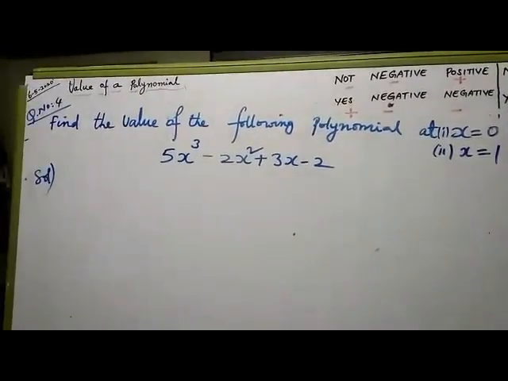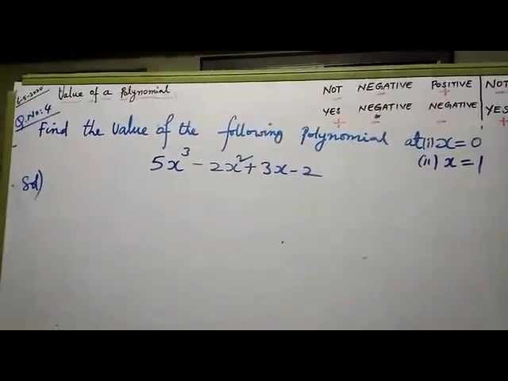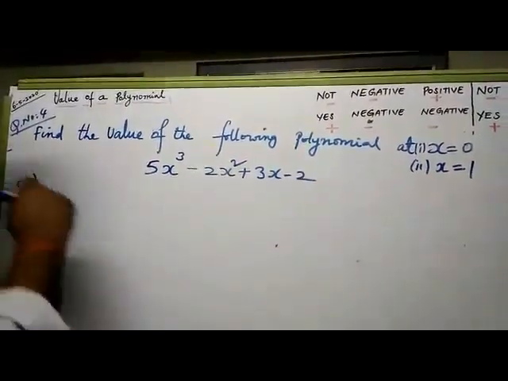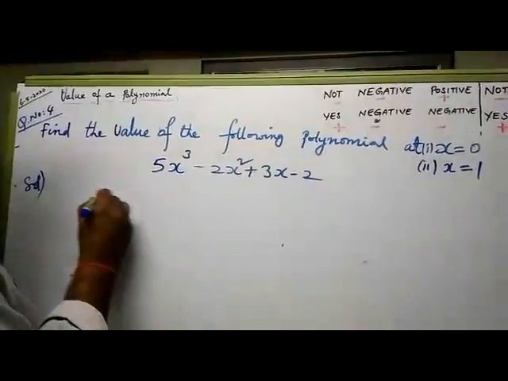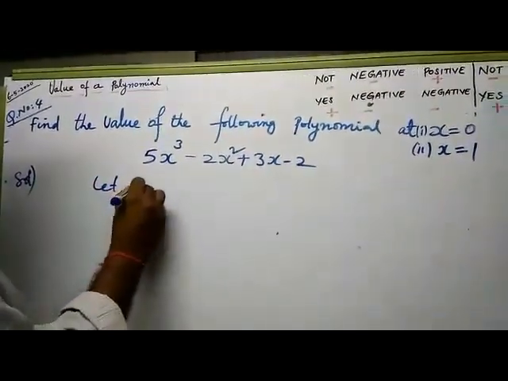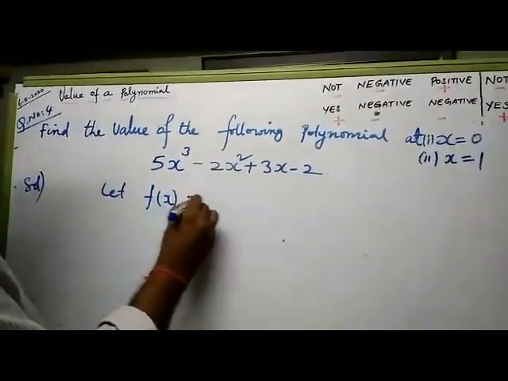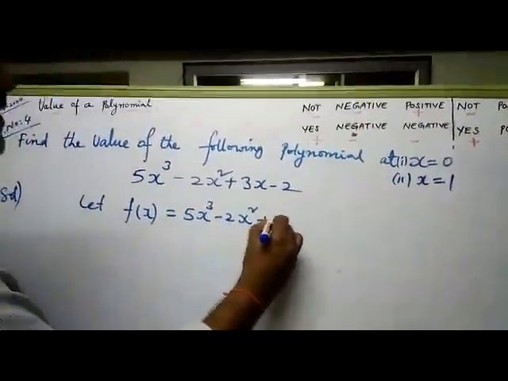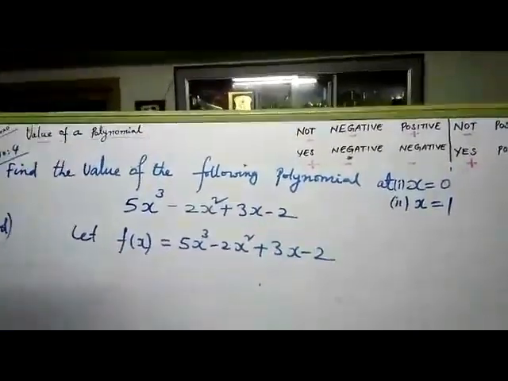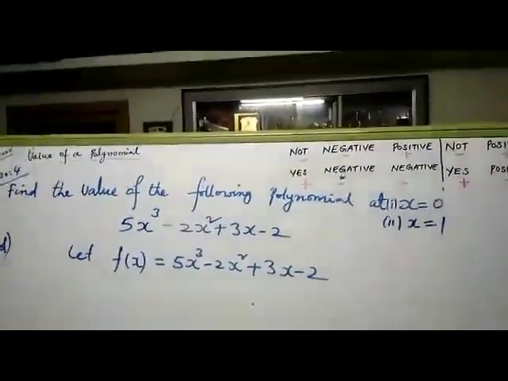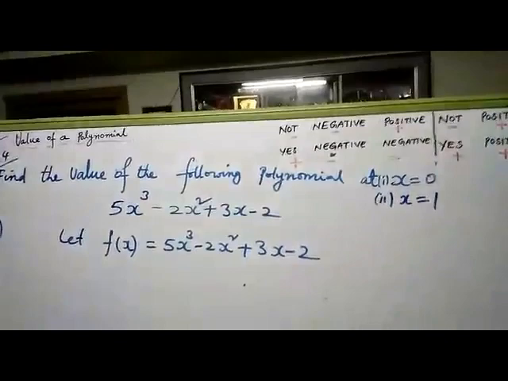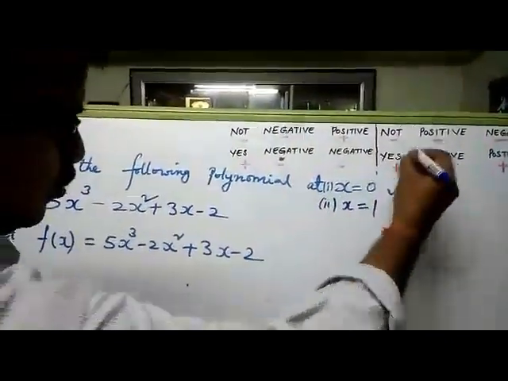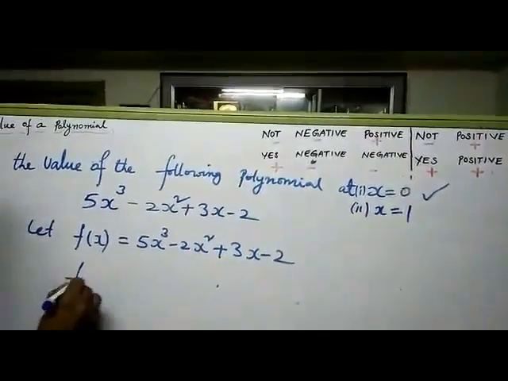Again, one more sum. You should practice more sums, then only you get a good practice. So, let f of x is equal to 5x cubed minus 2x square plus 3x minus 2. This is the given polynomial. The polynomial is f of x. Find the value of the polynomial at x is equal to 0. At x is equal to 0 in the sense f of 0.